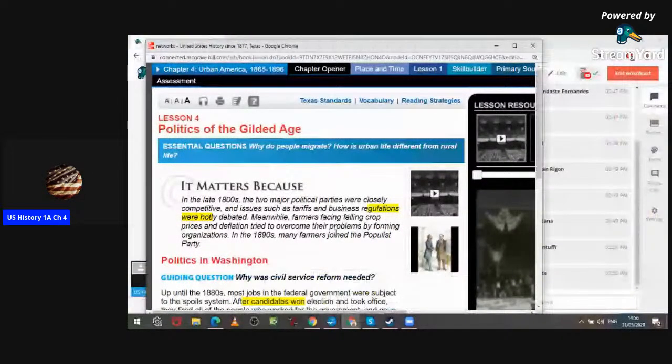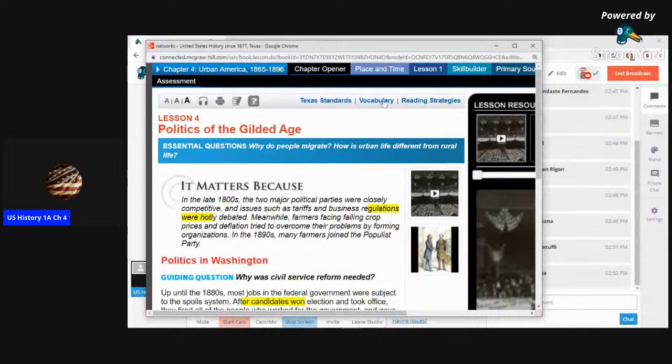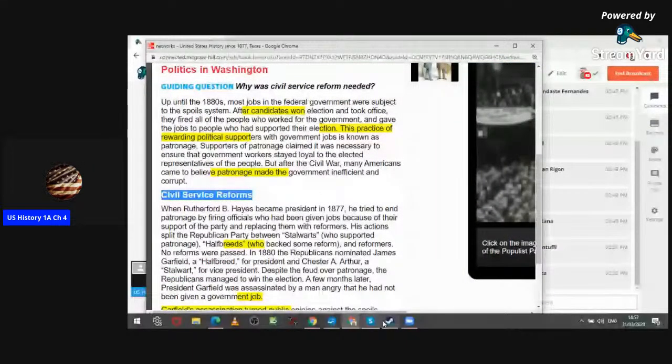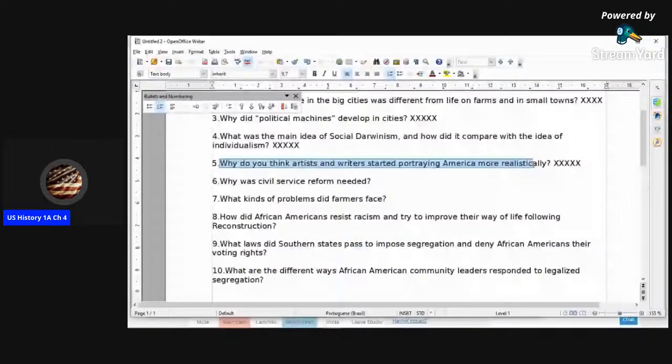So let's finish chapter 4. We were talking about urbanization in America. And look at that. So remember, I told you to keep a page open right there. Well, why was civil service reform needed?